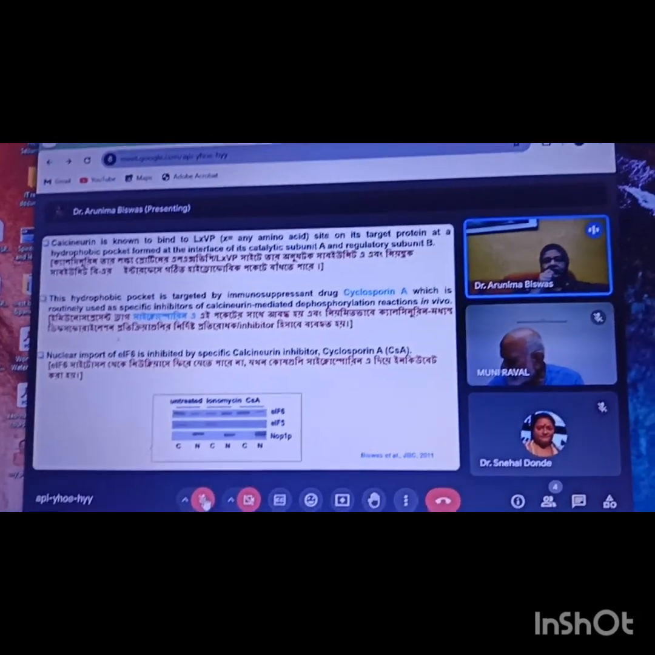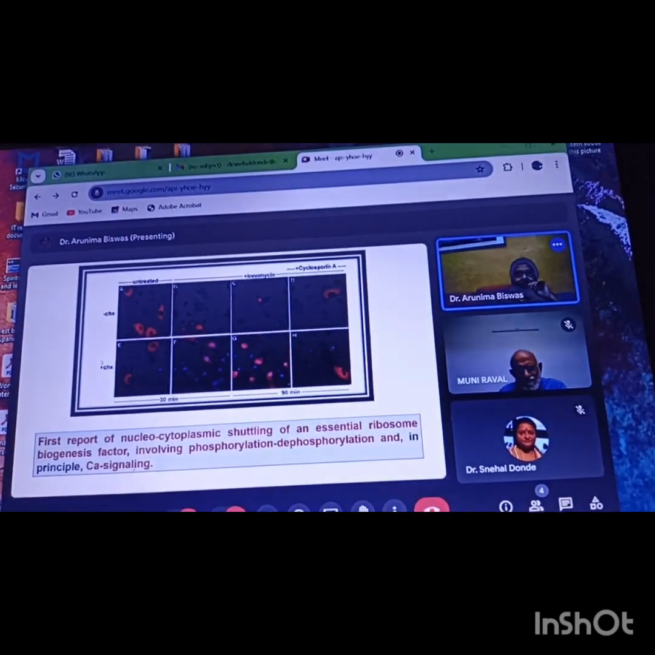Now, calcineurin binds to this LQVP motif, which is actually LXVP, where X is any amino acid. In EF6 it's LQ. Calcineurin binds to its target site on its target protein at a hydrophobic pocket formed at the interface of calcineurin's subunit A and subunit B. And that hydrophobic pocket of calcineurin is targeted by the immunosuppressant drug cyclosporin A. So cyclosporin A is used as a specific inhibitor of calcineurin mediated dephosphorylation reactions. And so when we used cyclosporin A, we found that even in the presence of ionomycin, nuclear import is inhibited.